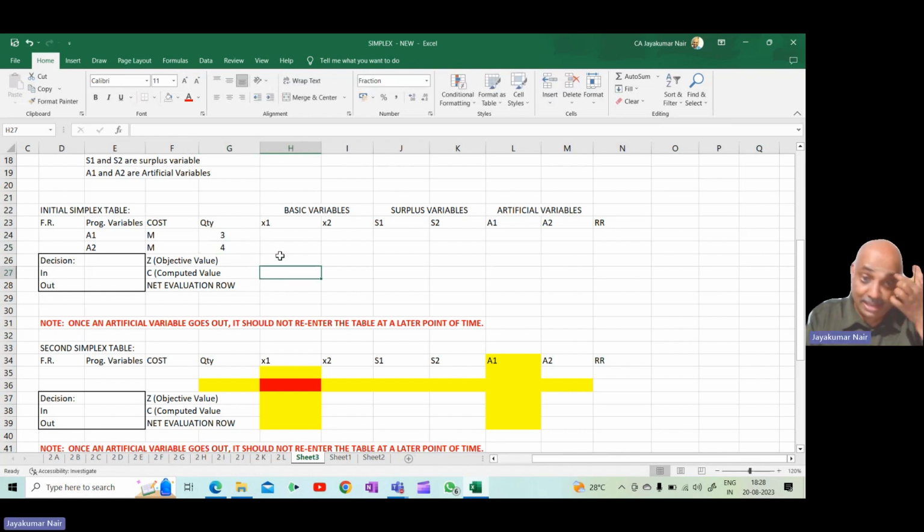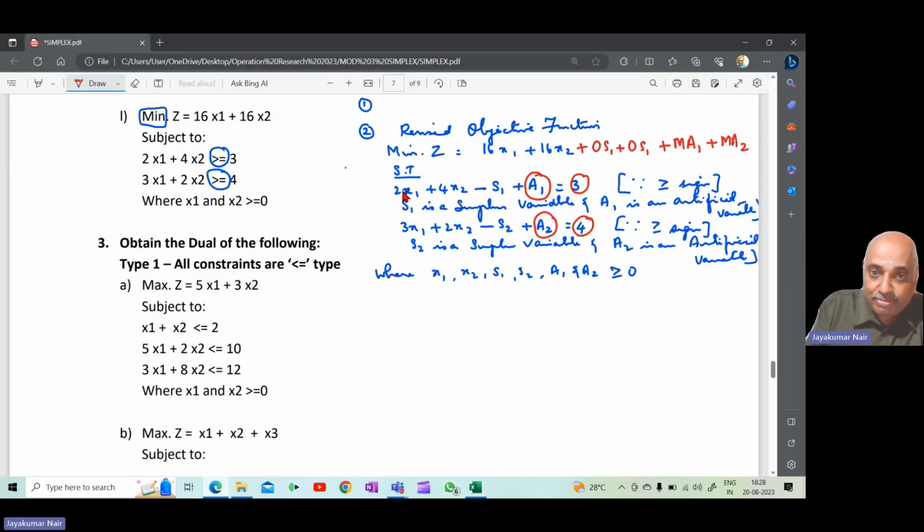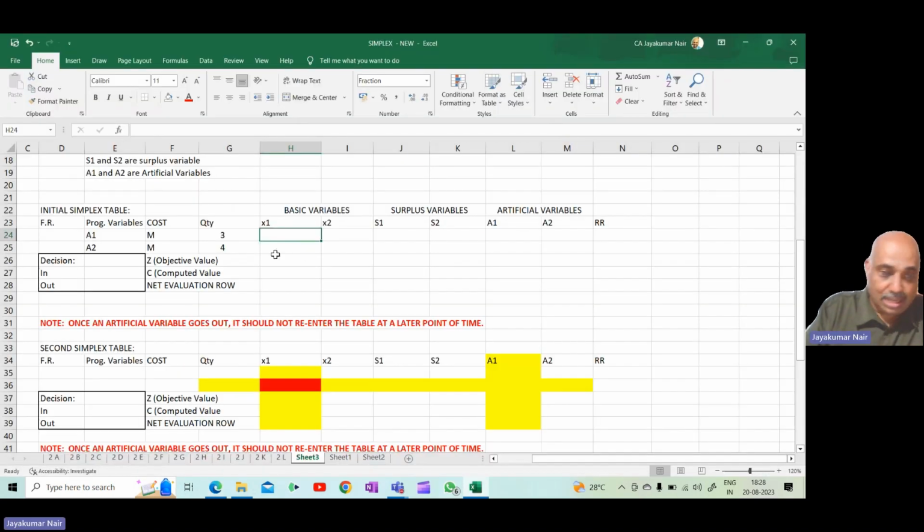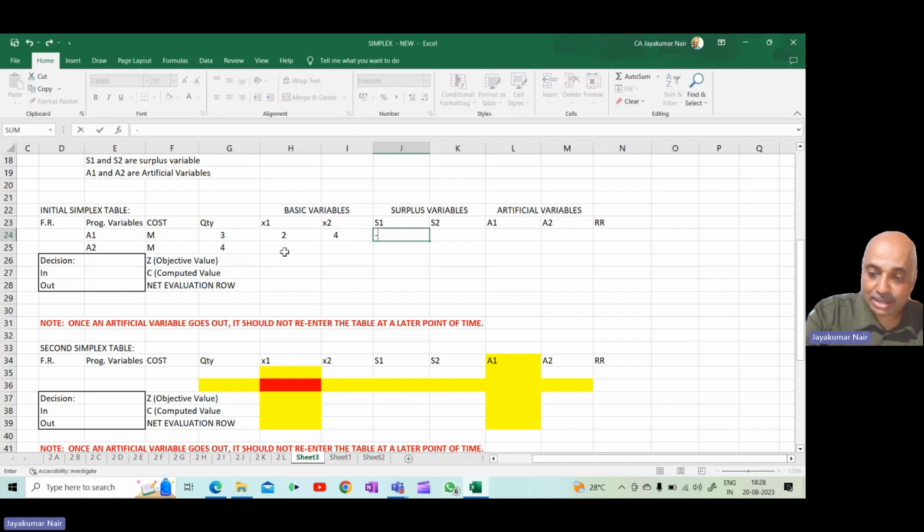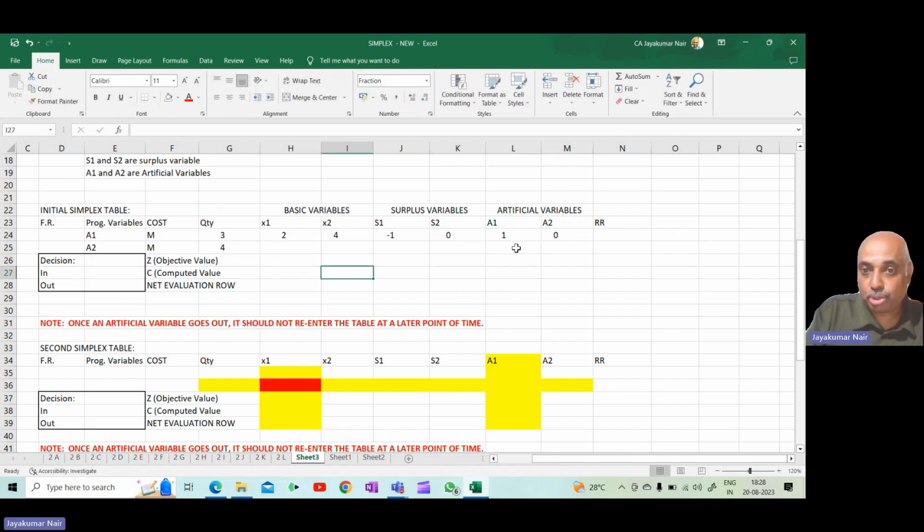Okay, now we will fill in the coefficients of these variables from the constraints. So the x1 coefficient is 2, the x2 coefficient is 4. For S1, it is -1. For A1, it is +1. So it is 2, 4, -1, and there is no S2. A1 is 1, and this is 0. You have A1, you don't have S2, you don't have A2 in the first constraint, therefore it will be 0.